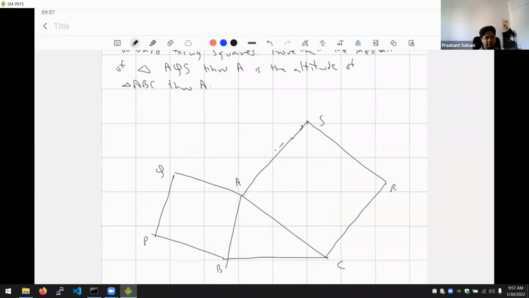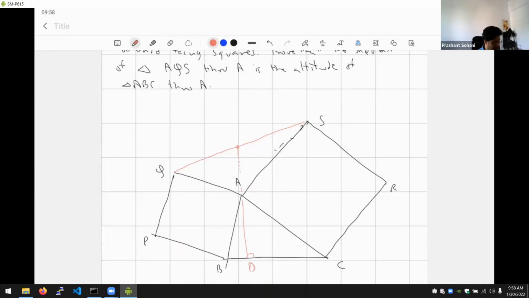So it turns out this triangle ABC and triangle AQS have lots of interesting connections with each other. In particular, what we want to prove here is that the median of triangle AQS, so if I take the median and the altitude of triangle ABC, they are the same line. So I want to prove that these 3 points are collinear.